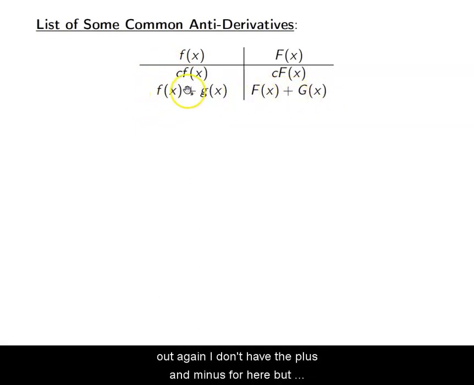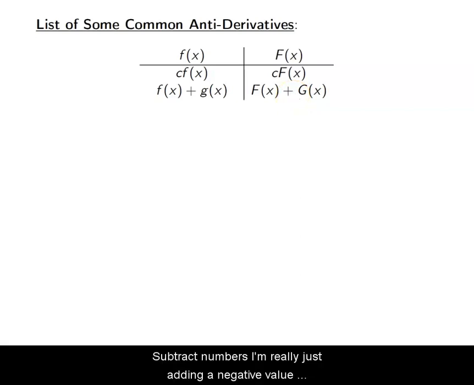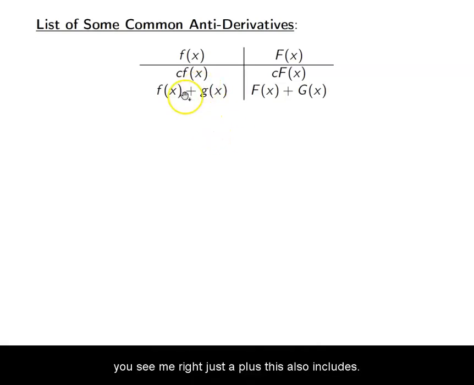Now again, I don't have the plus and minus form here, but minus is included because remember, subtraction is really just addition, right? If I want to subtract numbers, I'm really just adding a negative value of another number, right? So 2 minus 3 is just 2 plus negative 3. So whenever you see me write just a plus, this also includes negative, okay?